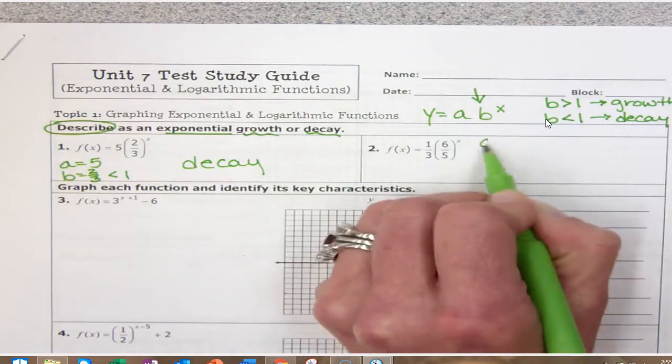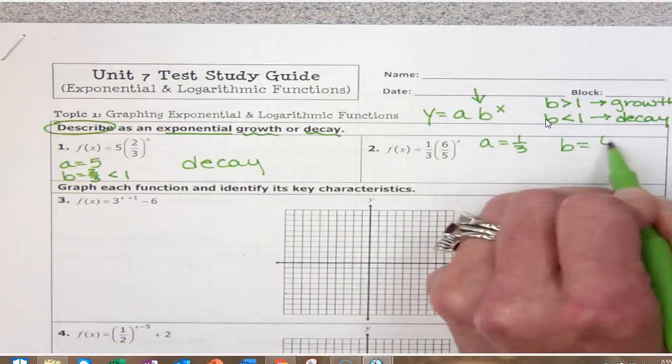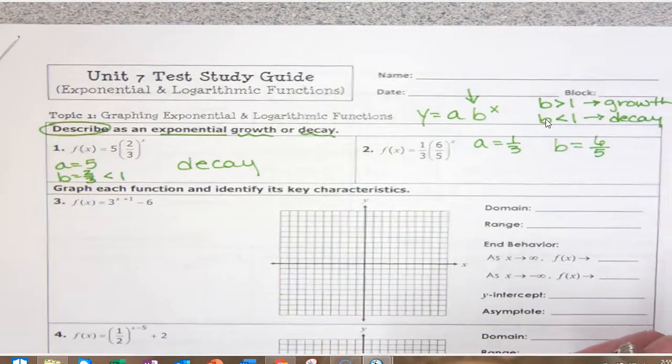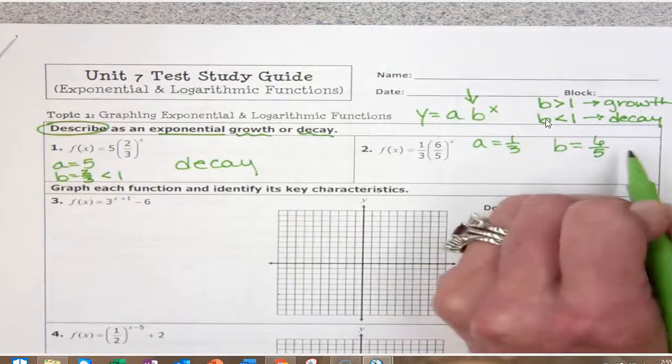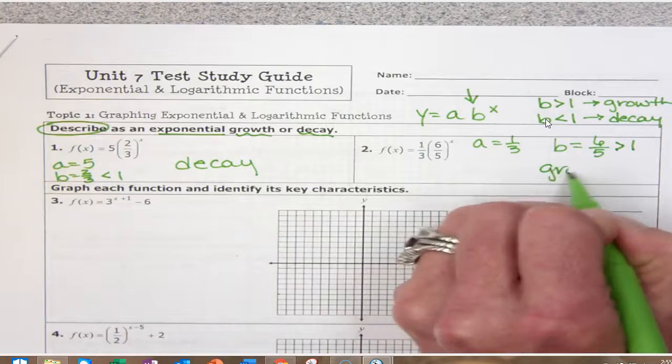In this situation, a is 1/3, b is 6/5. 6/5 is an improper fraction. 6 is bigger than 5, which means that it's actually bigger than 1. So this is going to be a growth.